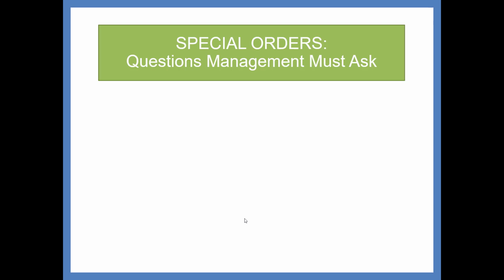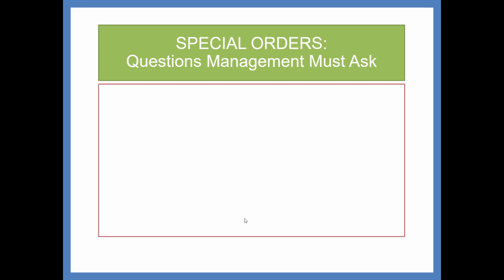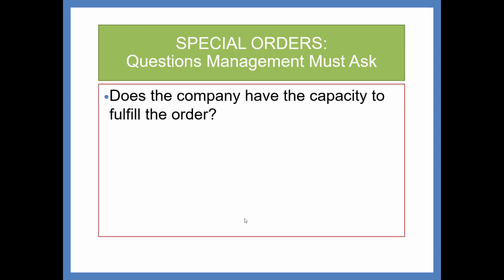So we've looked at the accounting side of making decisions regarding special orders, but I do want to emphasize that management has to look at the big picture, so they're going to have to ask themselves things like, does the company have the capacity to fulfill the order? If they do, fixed costs will be limited in amount, or at least the extra fixed costs that they will incur. Will the order be profitable?